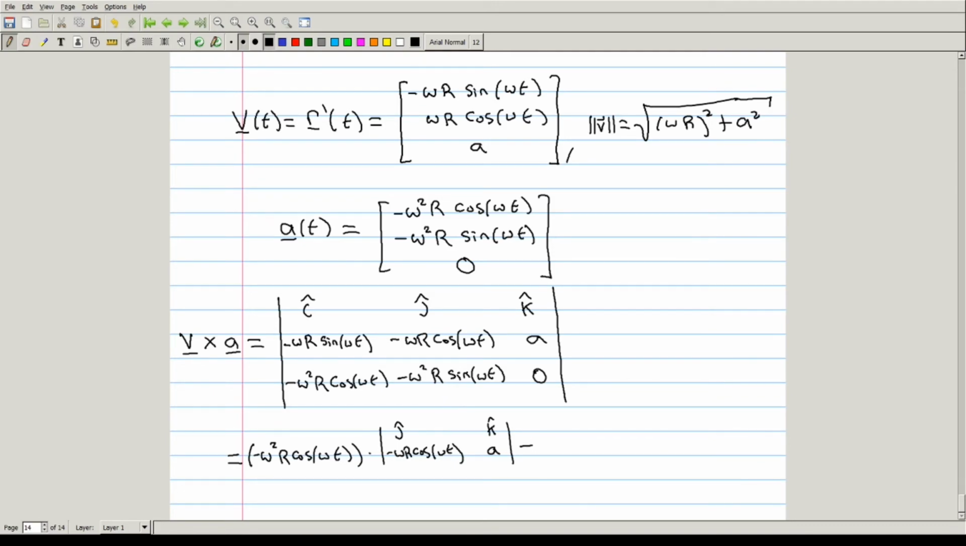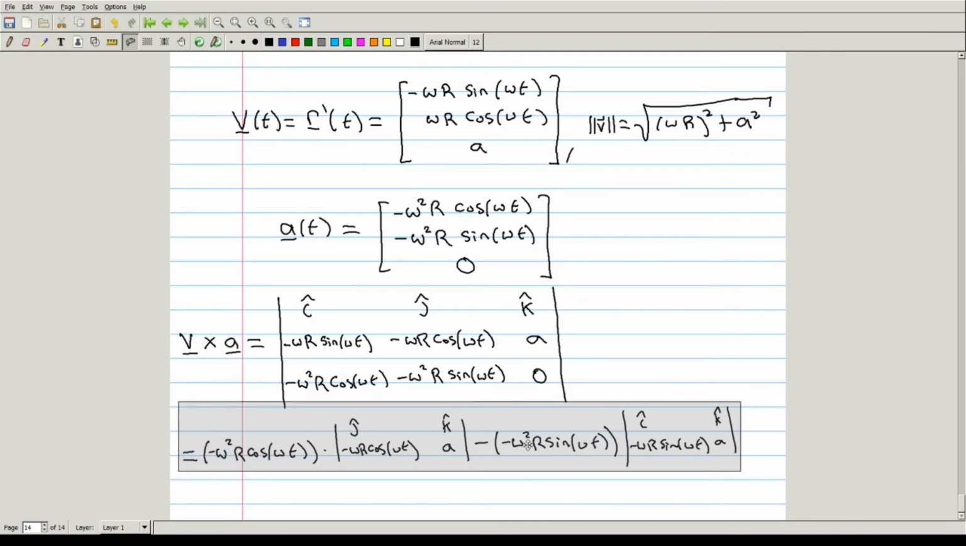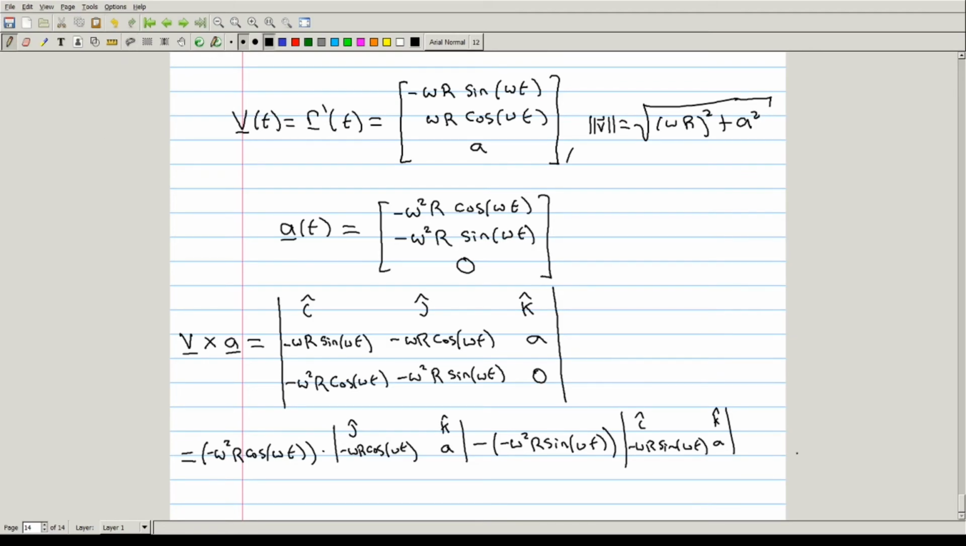And then it'll be minus this value right here times i hat and then k hat a. And then because of this nice 0 right here, the third component in this determinant expansion will just be 0 because of this 0 right here.